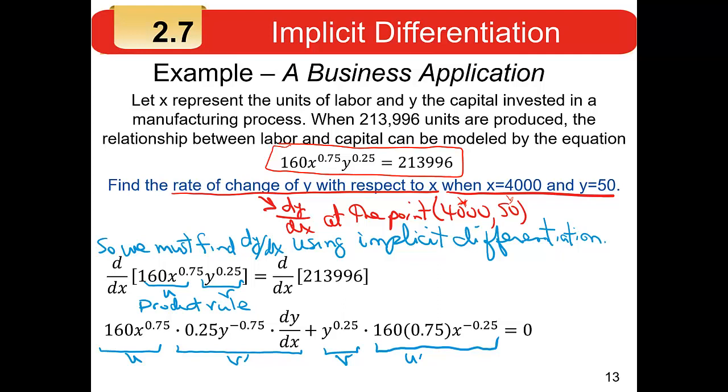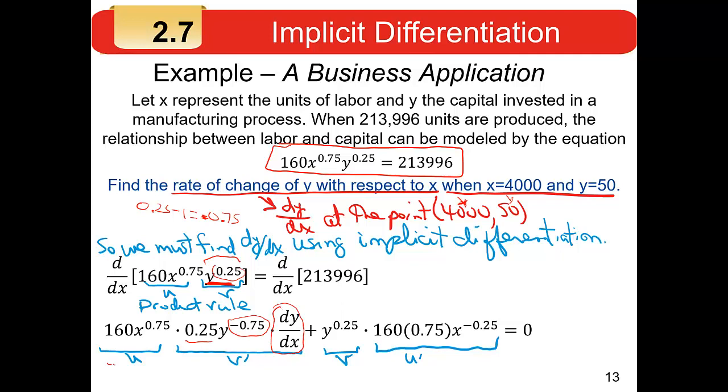And the product rule says you get u v prime plus v u prime. U is just the 160 times x to the 0.75. In order to take the derivative of the y to the 0.25, remember what you do. You bring the exponent down so it becomes a 0.25, and then you subtract 1 from 0.25. Well, that's going to be, you can use your calculator if you have to, negative 0.75. And that's where this comes from. But because y is a function of x, you've got to multiply, using the general power rule, by dy over dx.